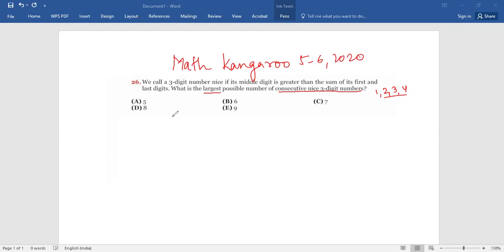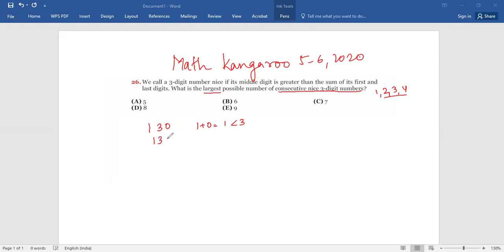So the question here says it's nice if the middle digit is greater than the sum of its first and last digits. For example, you write 1, 3, 0. In this case, 1 plus 0 is 1, which is less than 3. So the middle digit 3 is greater than the sum of the first and the last digit. Now we need to find consecutive numbers.